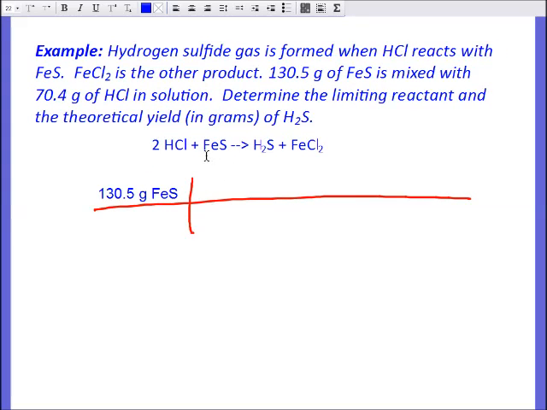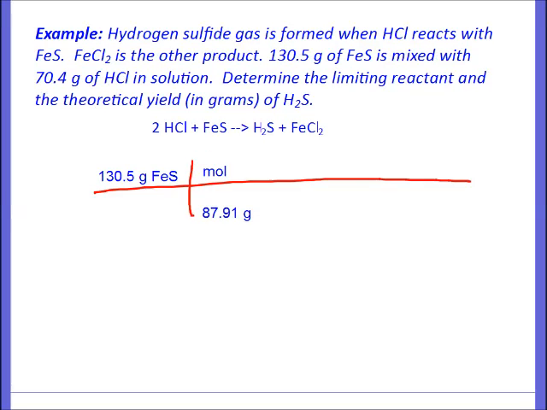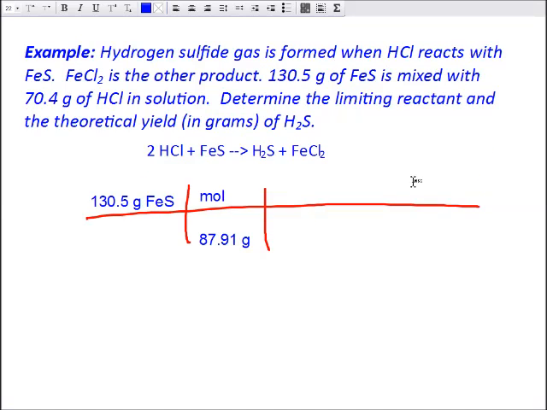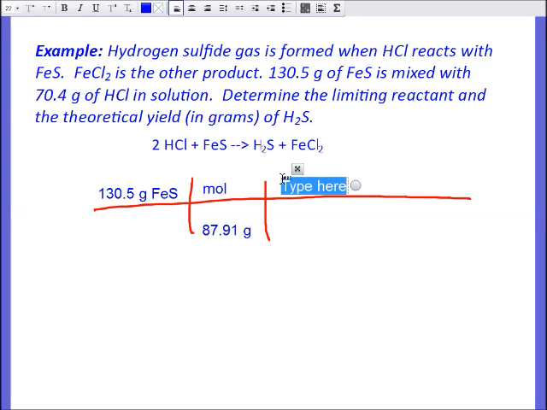When I take the molar mass of FeS, I find 87.91 grams for every mole of FeS. Next, I'm going to go to the one that I want. I want to go to H2S.